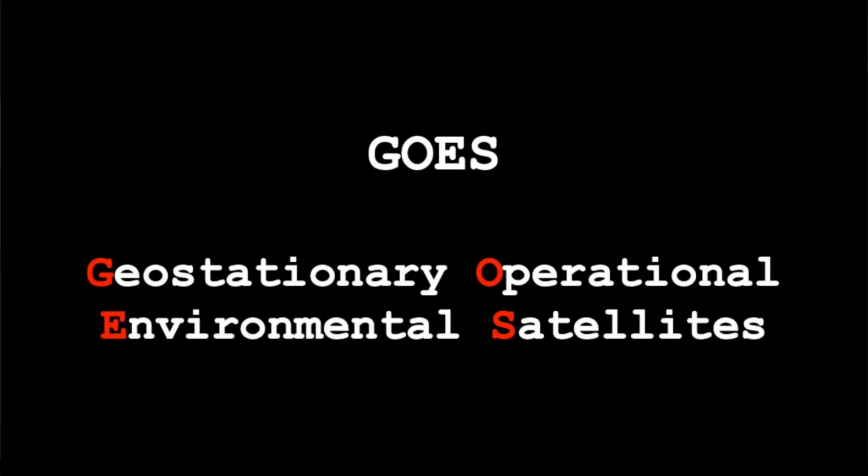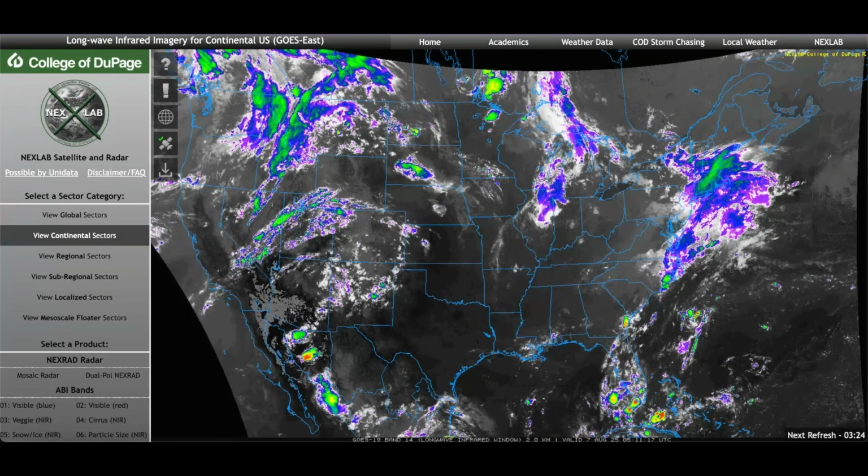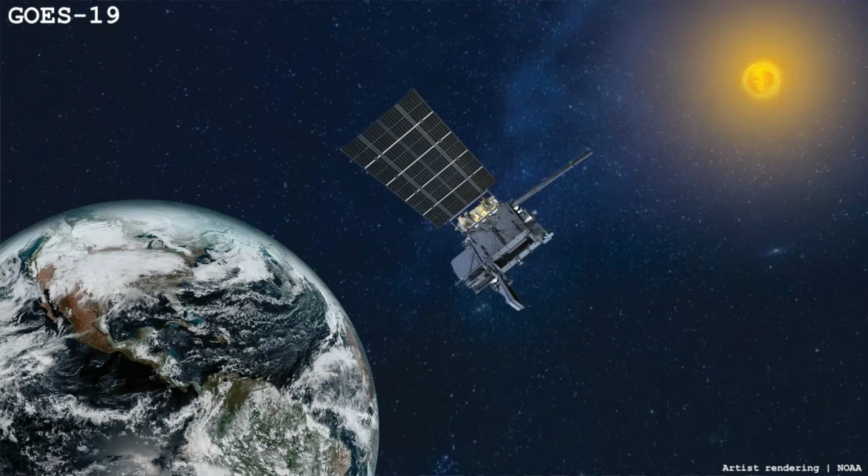The main satellites we use for weather forecasting here in the US are the GOES satellites. GOES stands for Geostationary Operational Environmental Satellites. Chances are, any of your favorite weather data sites that offer satellite data, they are going to show you data from the GOES satellites. There have been several iterations of the GOES satellites since GOES 1 was launched in 1975. Today we're up to GOES 18 and GOES 19.